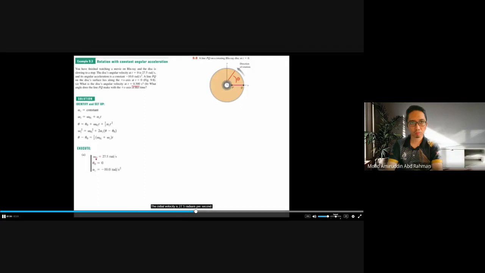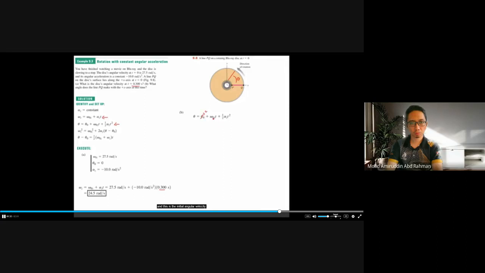Here's our parameters. The initial velocity is 27.5 radians per second. We'll take our initial angle as 0, and of course the angular acceleration is minus 10 radians per second squared. Plugging into this equation, we can find the angular velocity after 0.3 seconds has passed, and it's going to be 0. For part B, we're going to use this equation, where theta naught, of course, is going to be 0.